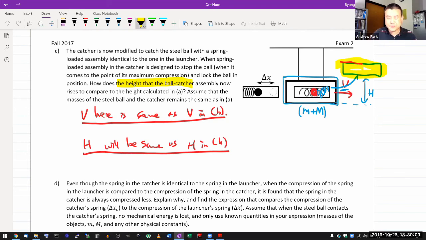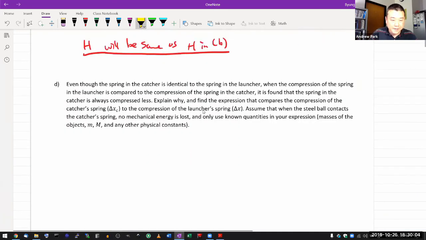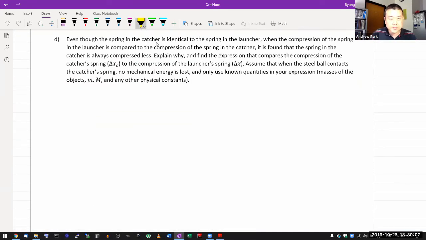By the way, in the detailed solution, you should see a more lengthy description than what I have here. If this is all you write on the exam, then you're going to lose some points. It says, even though the spring in the catcher is identical to the launcher, when the compression of the spring in the catcher is compared to the launcher, explain why and find the expression that compares them. It's a very complicated question, and you should read the answer that's posted. I'll just point out the key concept here.